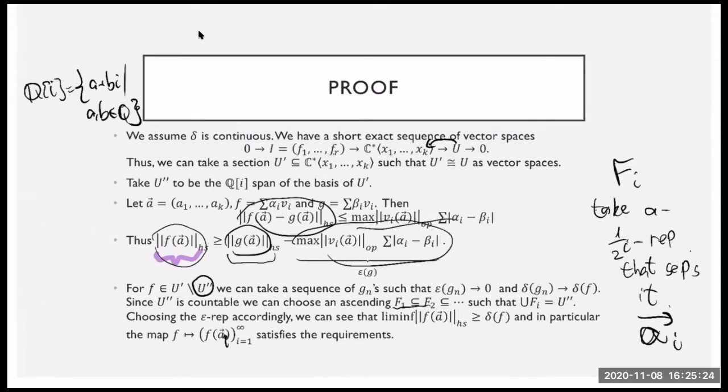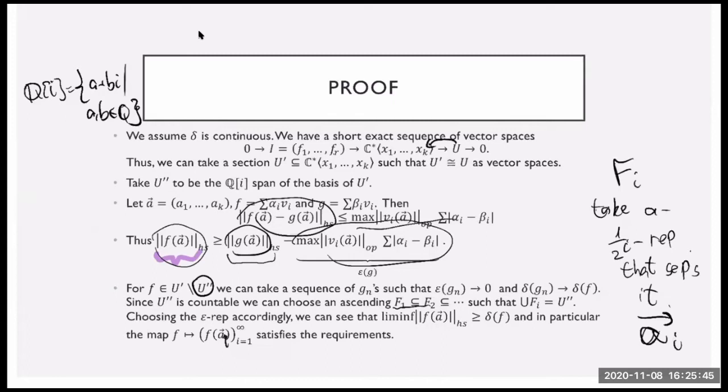sequence from some point onwards, the Hilbert-Schmidt norm of the image of any element from U double prime is bounded from below by delta of this element, which is strictly larger than 0, so it doesn't tend to 0. So this is why any element in U double prime is separated from 0.